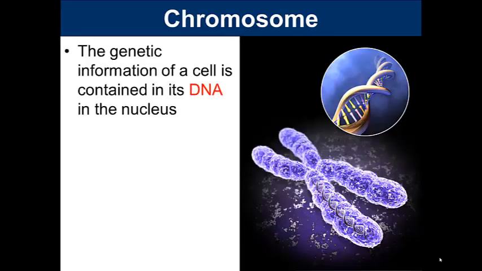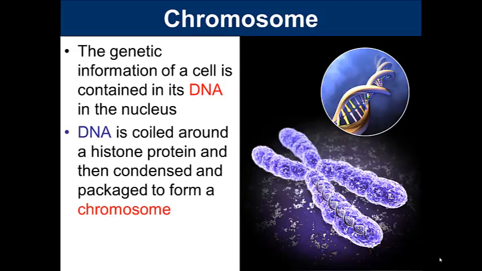The genetic information of a cell is contained within its DNA. The DNA is found in the nucleus. The DNA is coiled around a histone protein, which condenses it and packages it to form a chromosome. So here we have a chromosome.